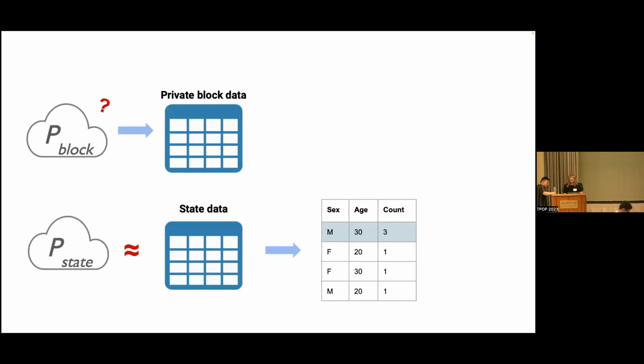Concretely, let's suppose you want to simulate having access to the state distribution. I go to the census data, look at all the rows in the state data, and rank them based on the frequency that they appear.